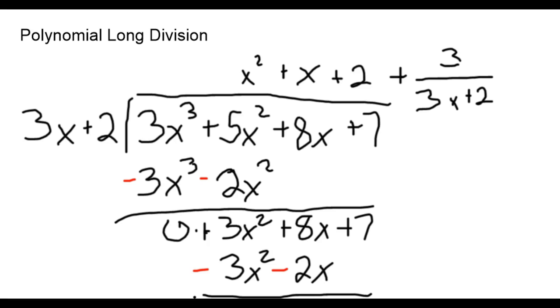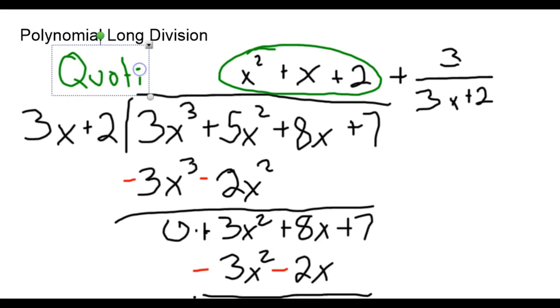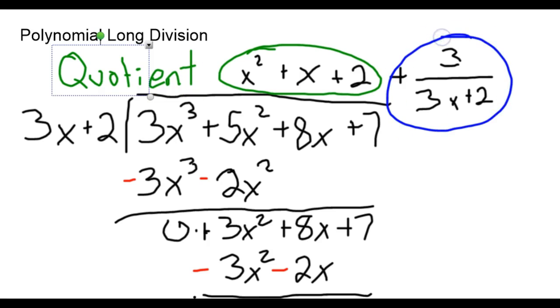So when we take 3x cubed plus 5x squared plus 8x plus 7 and divide it by 3x plus 2, we get x squared plus x plus 2. This main part is called the quotient. Okay, quotient should be a familiar term whenever we're dividing something. This end part is our remainder. Many times you'll have a remainder of 0, but if you have something other than 0, you take what that value is you end up with and write it divided by the divisor. That is polynomial long division.